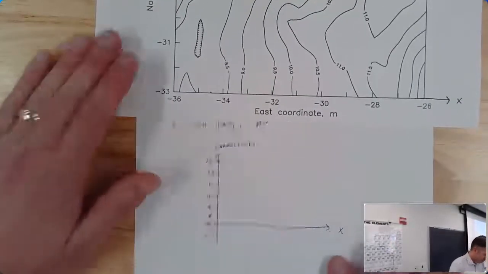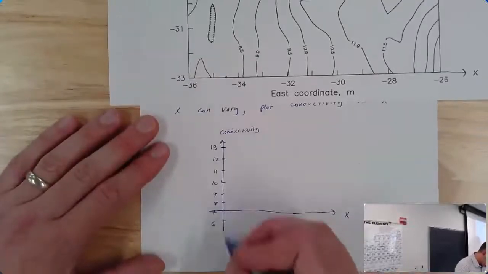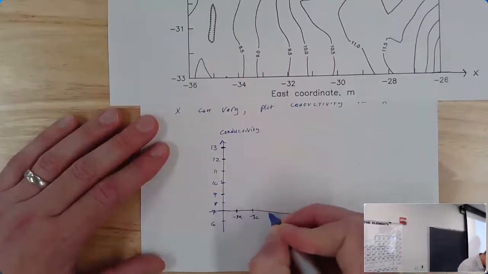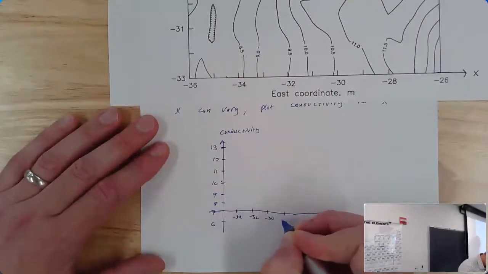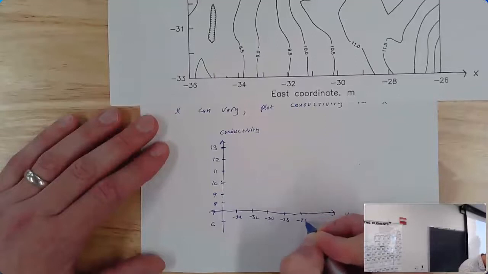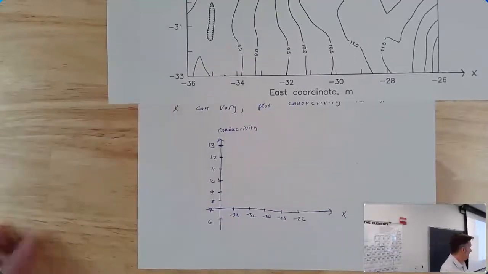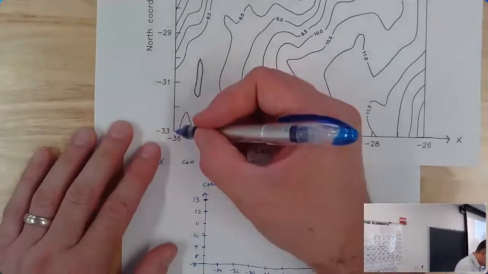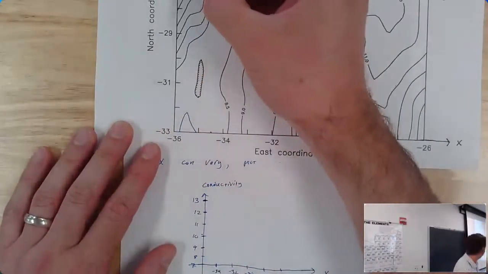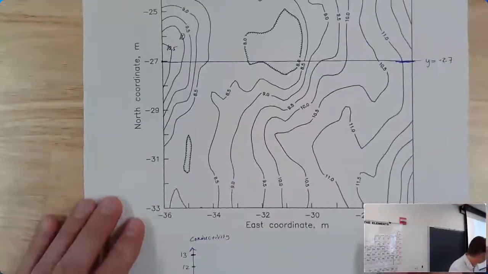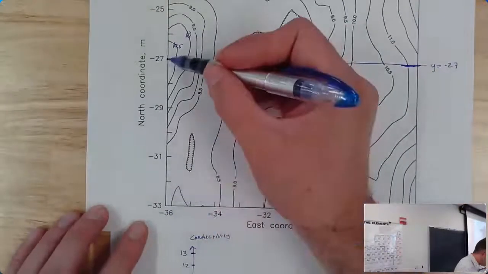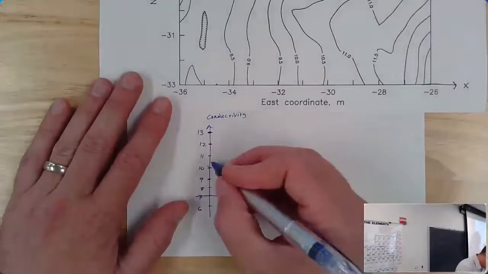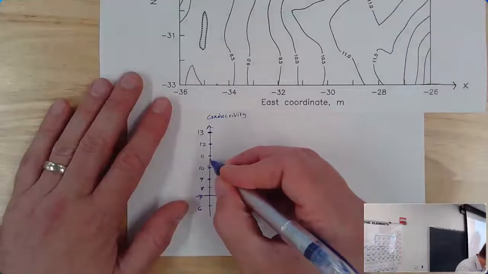Okay, and my x values start at negative 36, and then negative 34, 32, 30, 28, 26. So I'm going to try and just hit the highlights. If I look at my graph here, at negative 36 my value is a little bit higher than positive 10.5. So I'm going to be a little higher than 10.5, maybe right there.